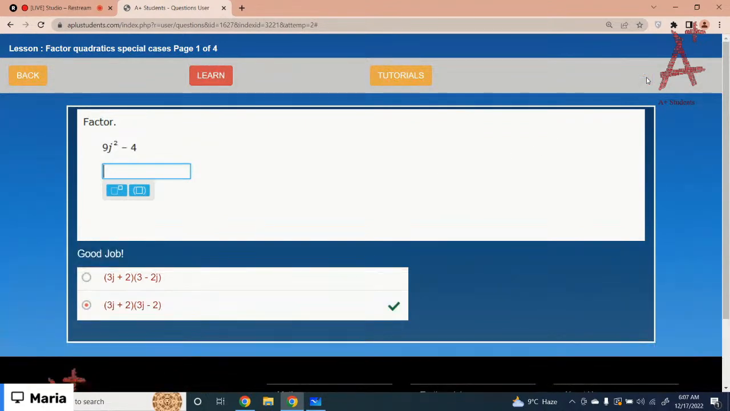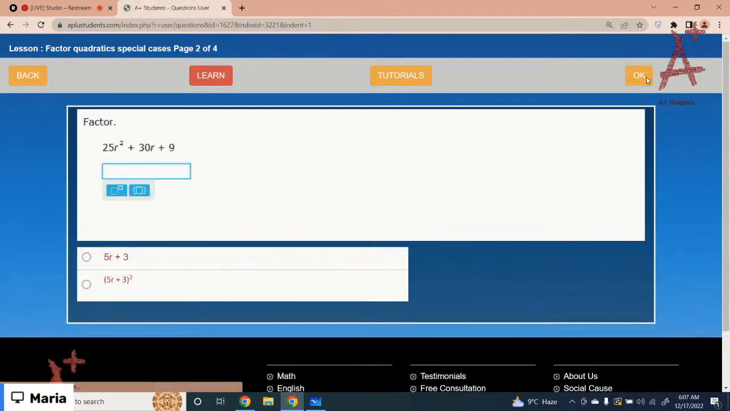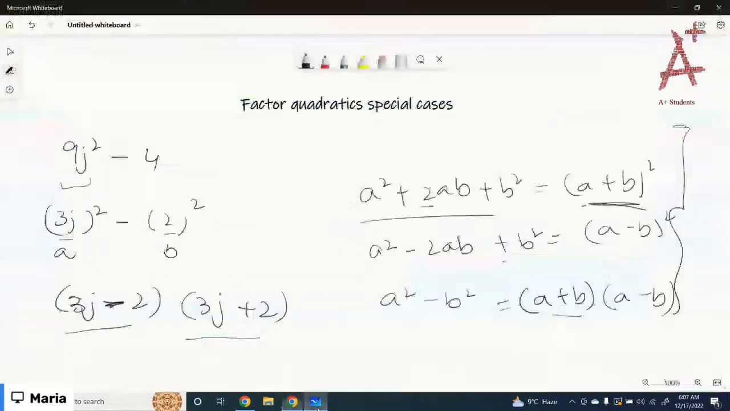Okay, the next one is 25r square plus 30r plus 9.